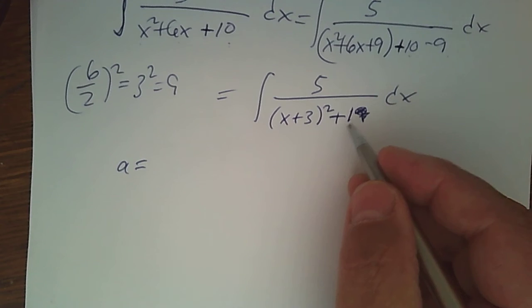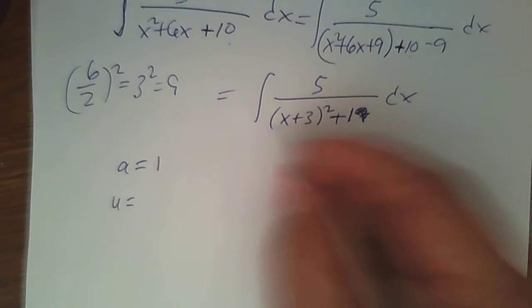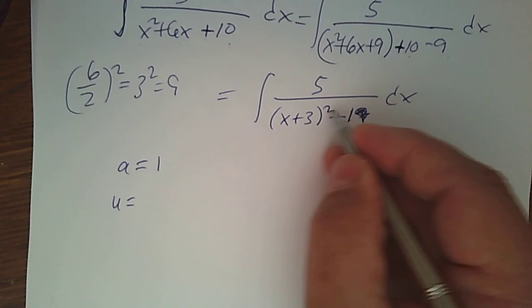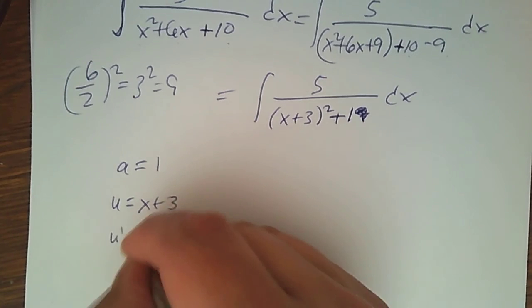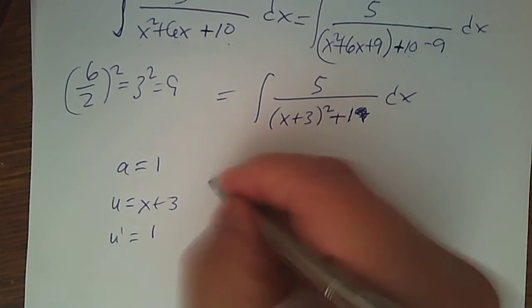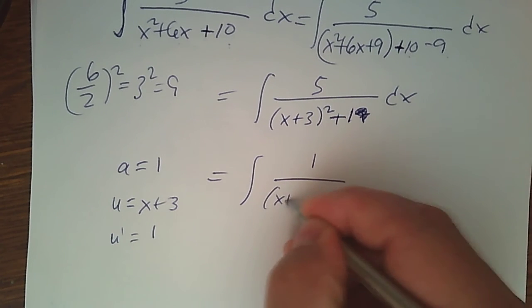But with a plus, I can. So a is equal to the square root of 1, which is 1. u is the square root, and the square, they undo each other and leave you with x plus 3. And then the derivative of that is 1. So I'm going to rewrite this properly with the correct number in the numerator, which is 1.